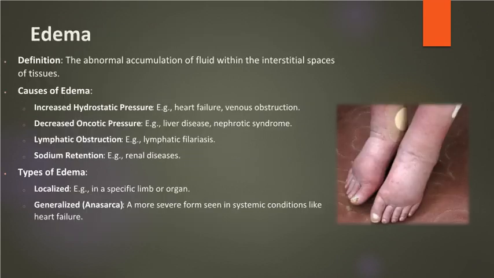Edema is the abnormal buildup of fluid in tissue spaces, which can result from various mechanisms: increased hydrostatic pressure, often seen in heart failure or venous obstruction; decreased oncotic pressure, common in liver disease or nephrotic syndrome; lymphatic obstruction, as in infections like filariasis; sodium retention, which occurs in renal disorders. Edema can be localized, like in one limb, or generalized, as seen in systemic conditions like heart failure, where it becomes more severe and widespread.